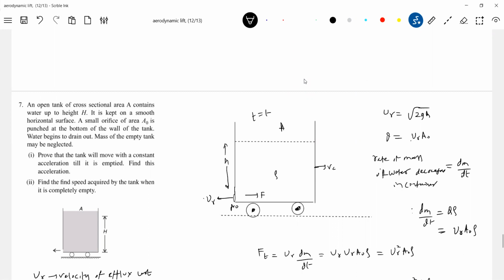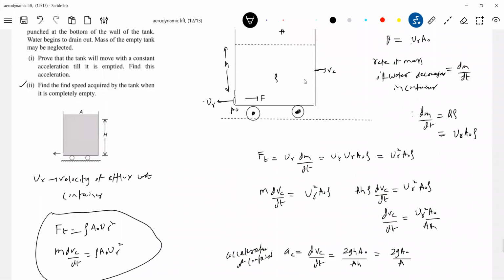Uniform accelerated motion. And you know what is the time taken to empty the tank? And you know uniform accelerated motion. Apply equations of motion and calculate the velocity. I'll leave this part for you. Let me discuss one last thing more.